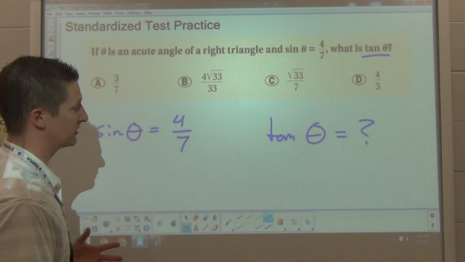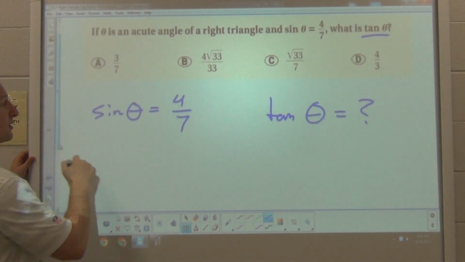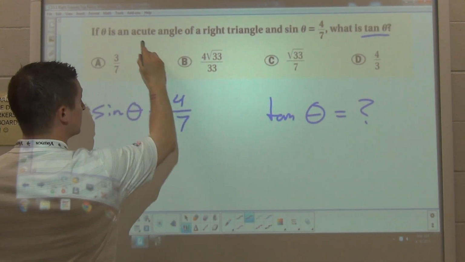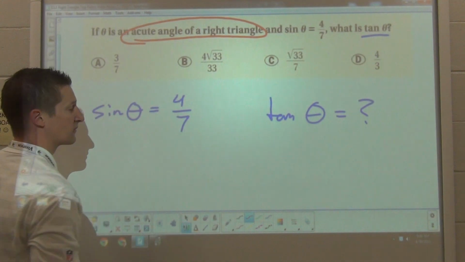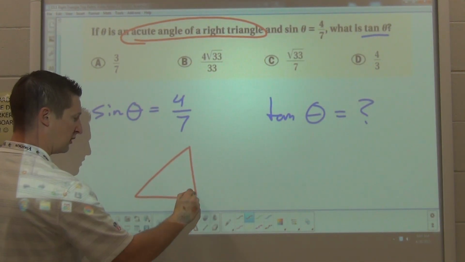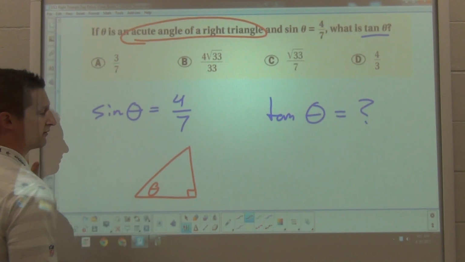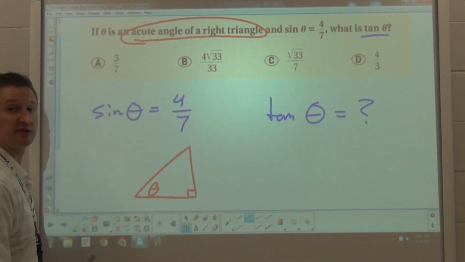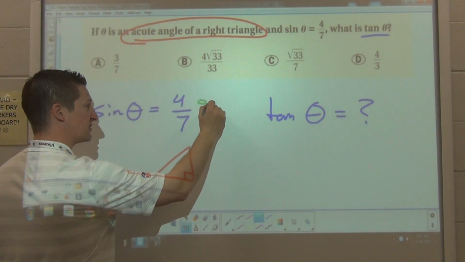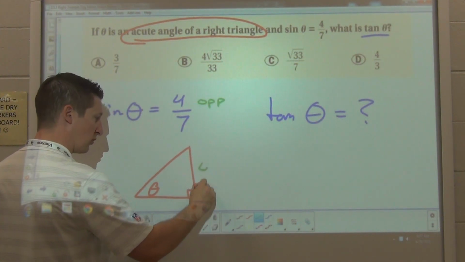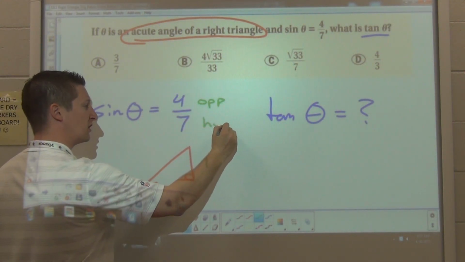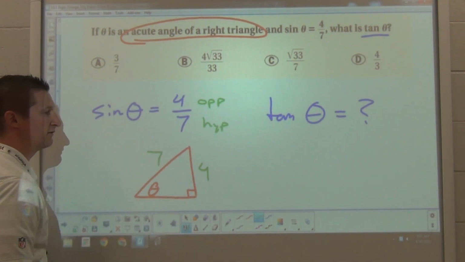Well, as I think about this, I've learned some things about right triangles. I'm told that this is an acute angle of a right triangle. So I'm going to go ahead and draw a right triangle as best I can. And I'll label theta as being this angle right here. So I know this. If the sine of theta is 4/7, that means that I've got an opposite side length of 4. And sine being opposite over hypotenuse, I know the hypotenuse of this triangle is 7.